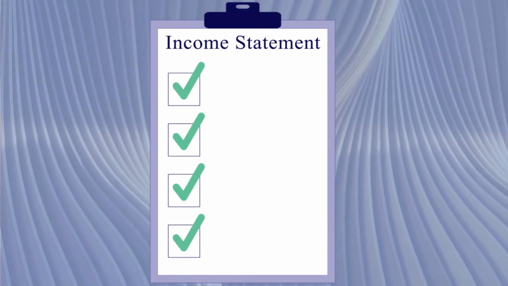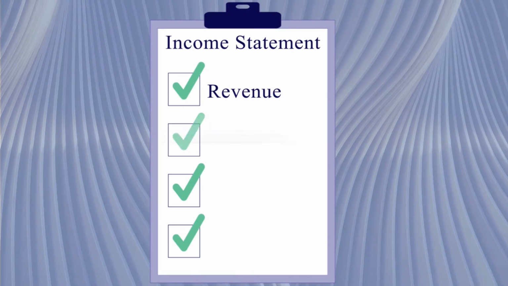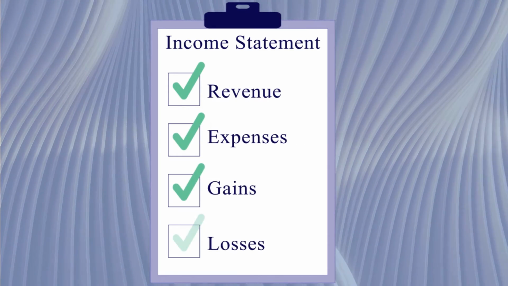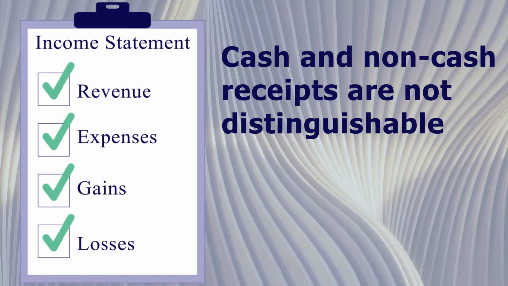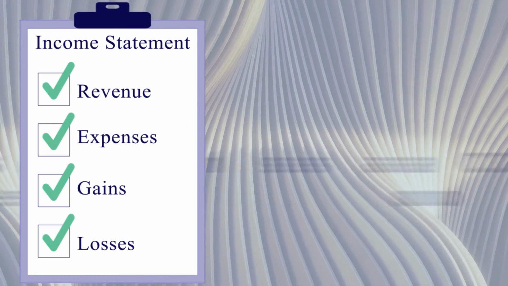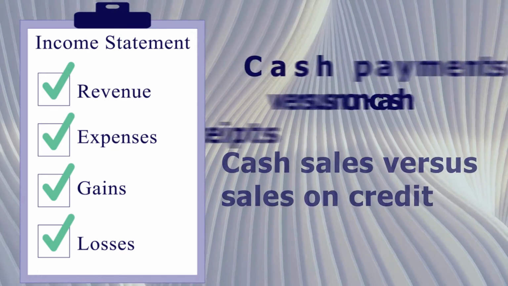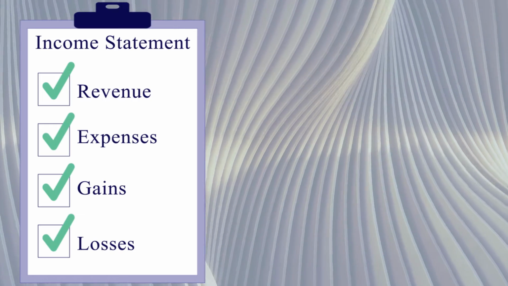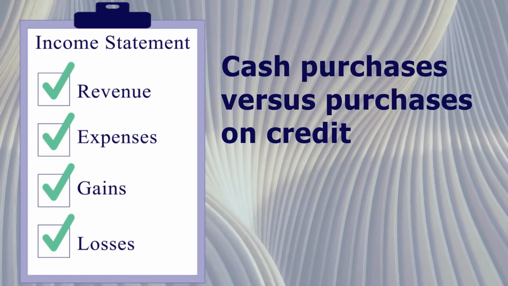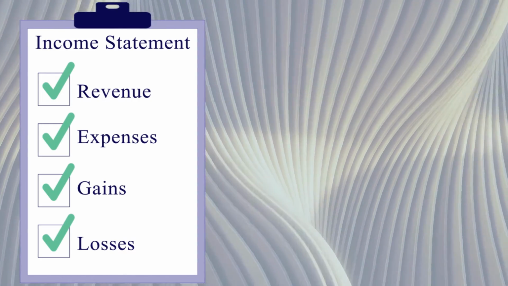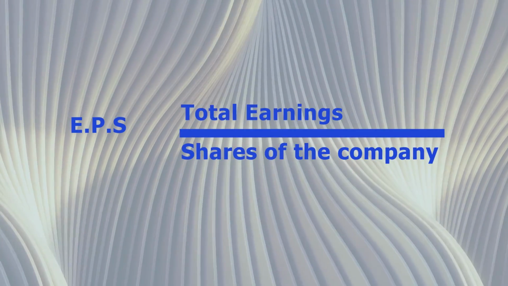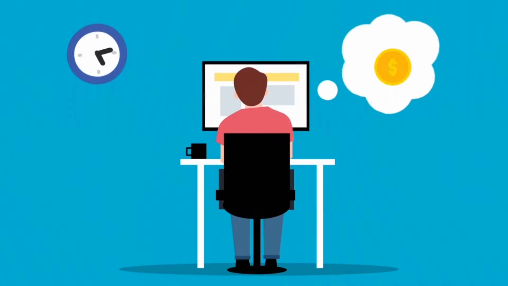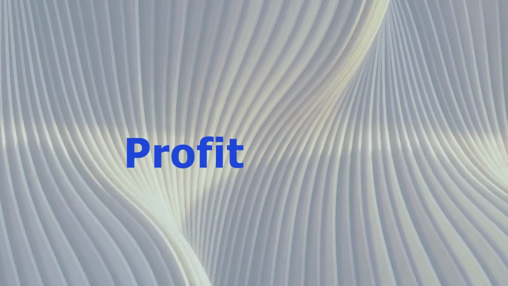There are 4 key items on an income statement: revenue, expenses, gains and losses. Cash and non-cash receipts are not distinguishable: cash sales versus sales on credit, or cash payments versus non-cash receipts, cash purchases versus purchases on credit. After collecting the information about the sales, the net income and EPS are calculated. It shows how the net revenue realized by the company is transformed into earnings, profit or loss.